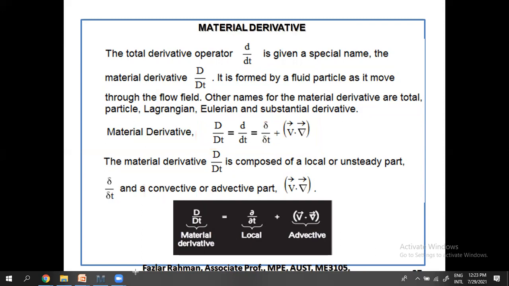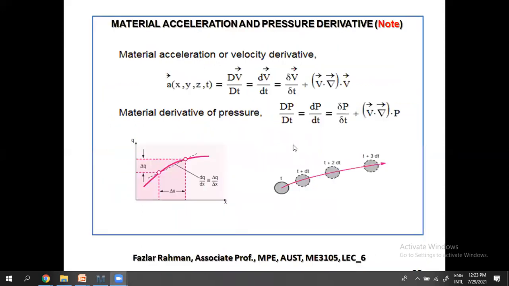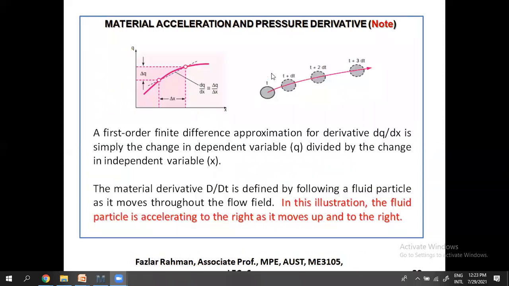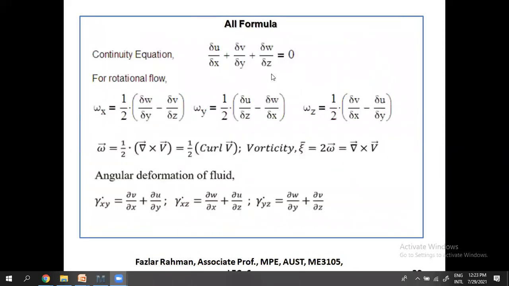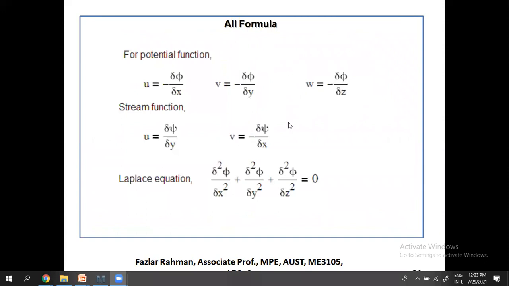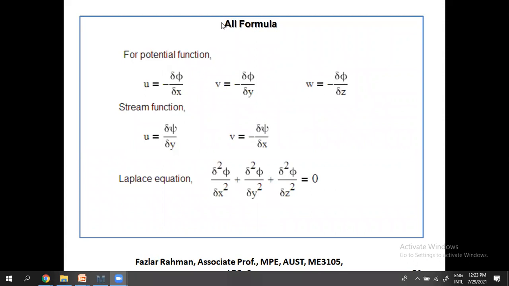So just read the definition from here. This one actually we don't need. Same thing, this one you don't need, just read the formula on time. All the formulas are summarized again over here. This is the Laplace equation.